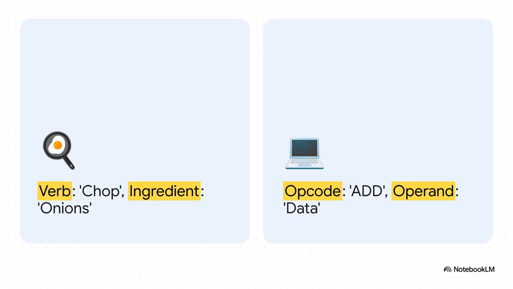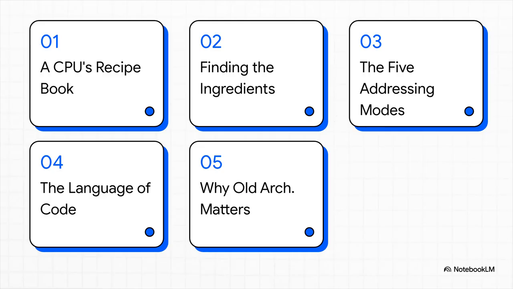Now, each step in that recipe, what we call an instruction, has two main parts. There's the verb, the opcode, which tells the chef what to do, like add or move. But that's not enough, right? It also has to say where to find the ingredients, the operand, which is just the data it needs to work with.